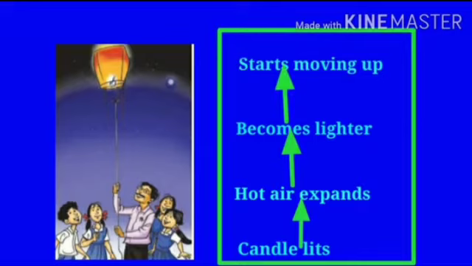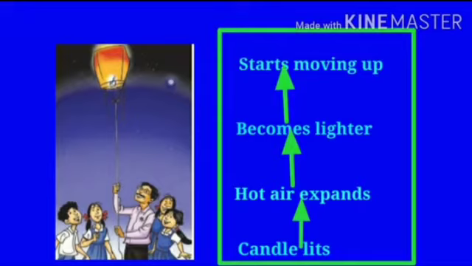Okay student, now let's see the geographical explanation first. The air in the flying lantern gets heated once the candle is lit. The hot air expands, becomes lighter and starts moving up. Therefore, the lantern is also lifted up towards the sky. In nature too, a similar phenomenon occurs.